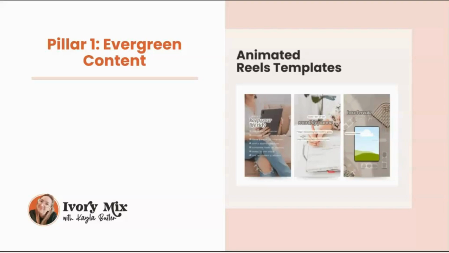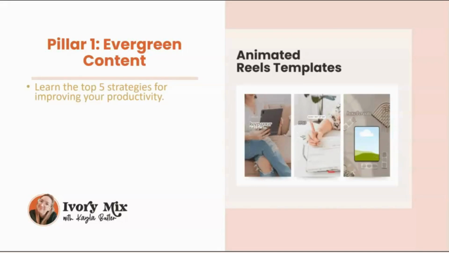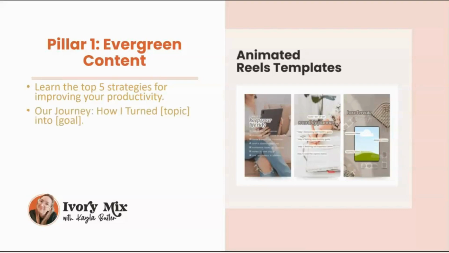Some ideas for evergreen content include educational content, like if you were to create a post, whether it's a blog post or an Instagram reel, about the 5 strategies for improving your productivity, if that happens to be your niche. But it could also be inspirational content, where you share a story about how you turned a specific pain point, struggle, or topic into a result of some kind. And the goal of evergreen content is that it's always relevant to what you do.